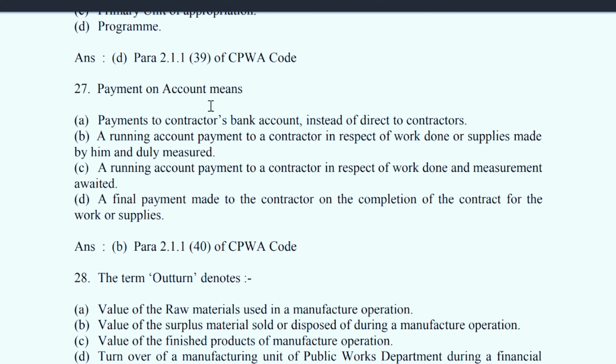Payment on account means, answer is this one, a running account payment to a contractor in respect of work done or supplies made by him and duly measured. This is the answer.